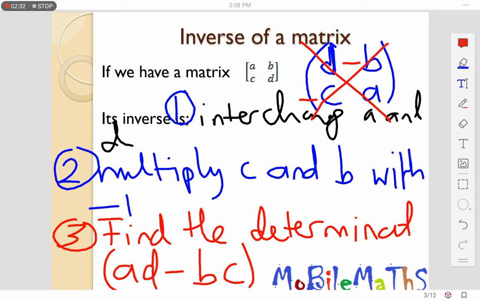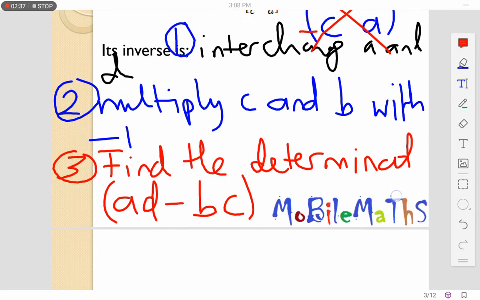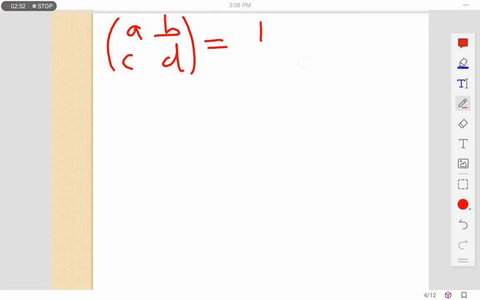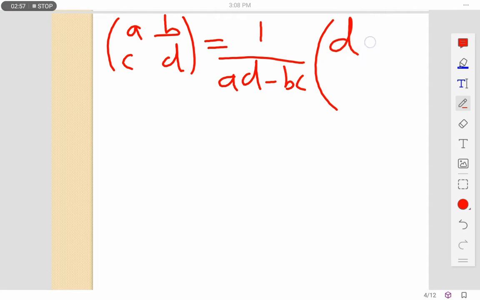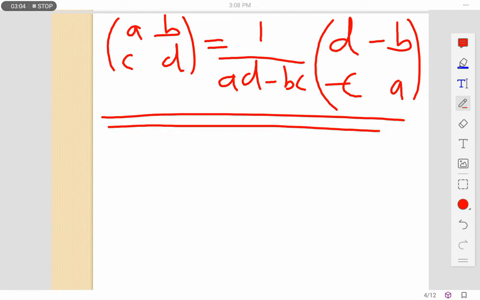Okay, so let's do that. If we do that, hypothetically we can end up saying the inverse of such a matrix, the inverse of the ABCD matrix, is equal to 1 over AD minus BC multiplied by D, minus B, minus C and A, like that. So this is the inverse of the matrix ABCD that we did.